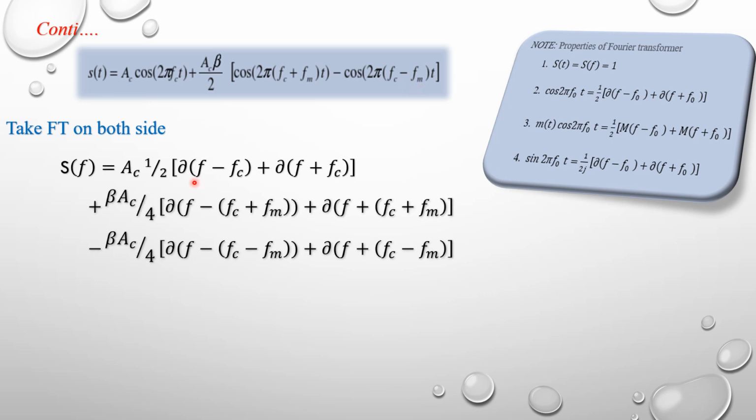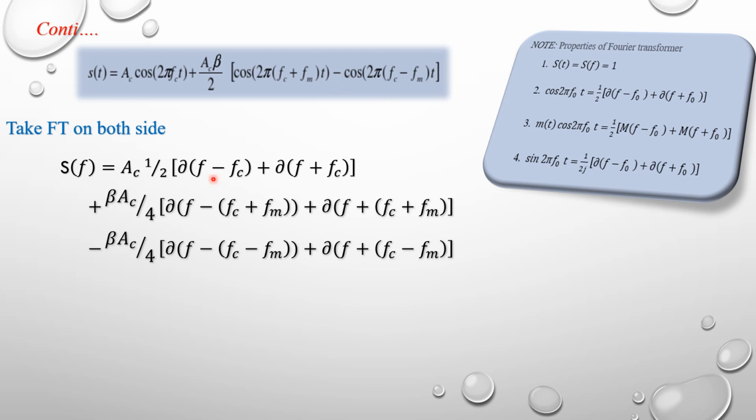So S of f is equal to Ac by 2 [delta(f minus f naught) plus delta(f plus f naught)], where f naught is equal to fc. In the second term we get beta into Ac by 4 into delta(f minus f naught), where f naught is equal to fc plus fm, plus delta(f plus fc plus fm), and the next term.